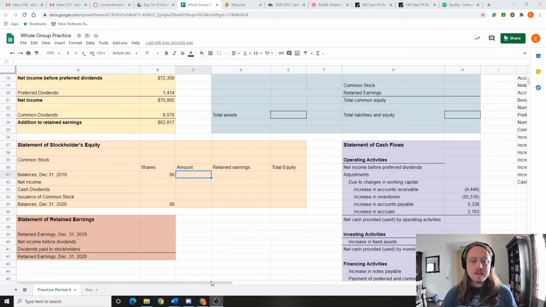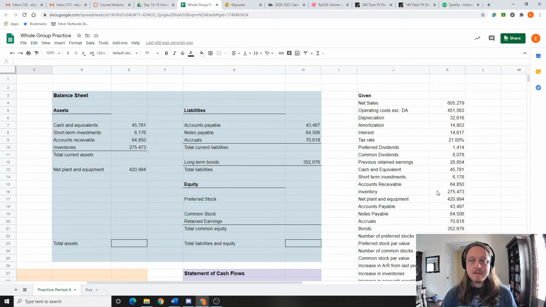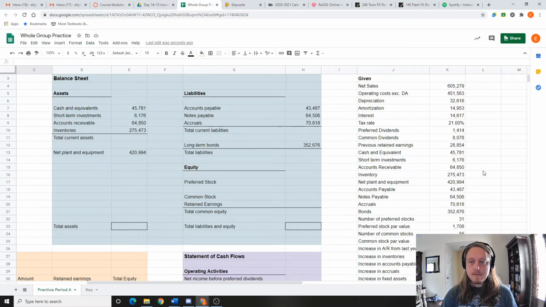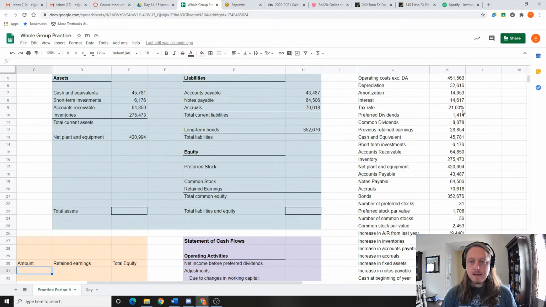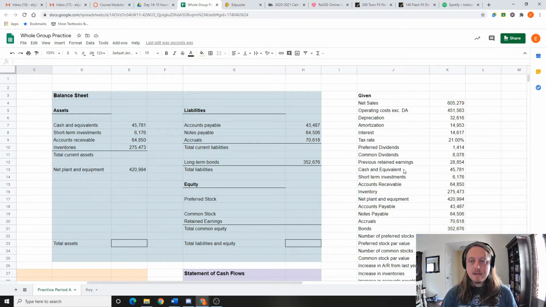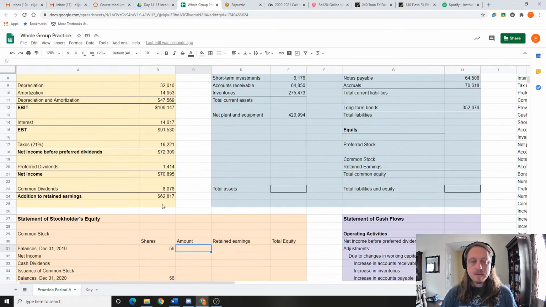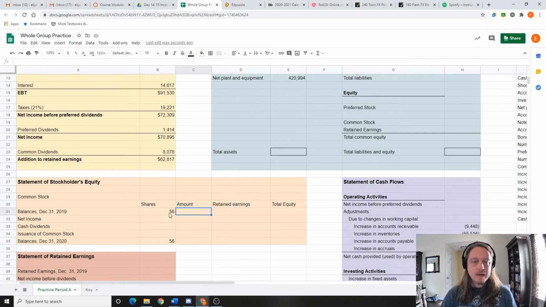Now, a lot of this information is going to be coming from the given section here. I give this amount to you guys on the test. I give this amount on your practice. And so this given section you can use to fill out some of these boxes. So I'm going to show you what you can fill out here.